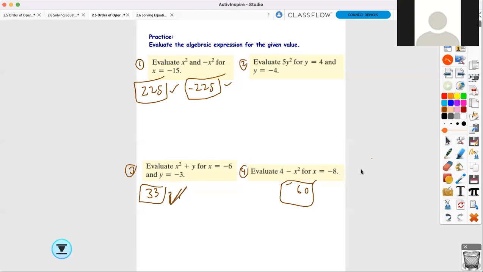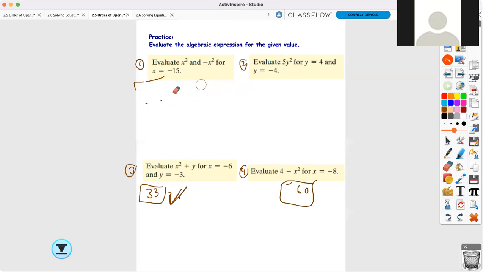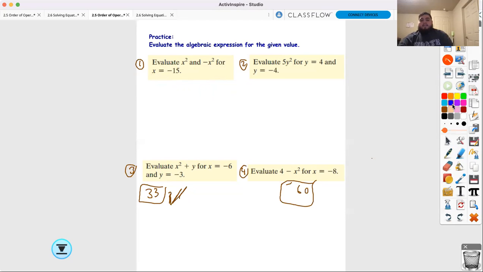Can you work out number 1? Yes, I can. All right, give me a second. Number 1 is asking us to evaluate x squared and negative x squared for x equals negative 15. So we're going to do this for 2 different expressions, x squared and negative x squared.